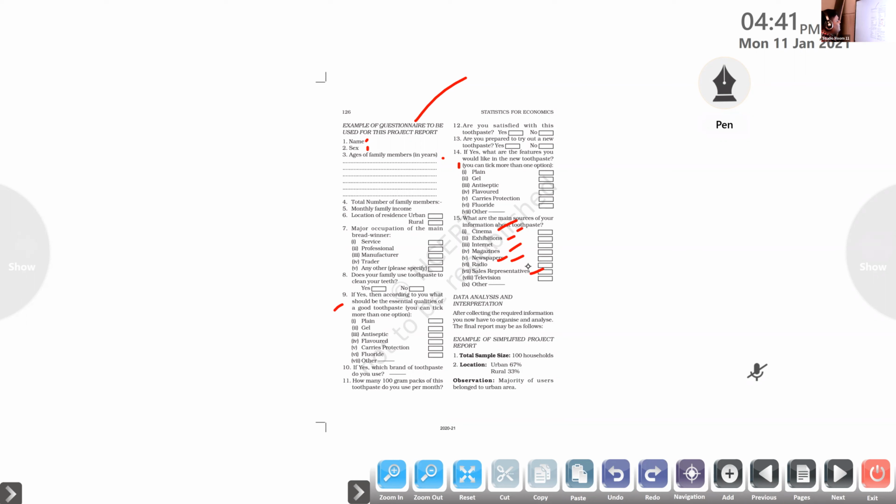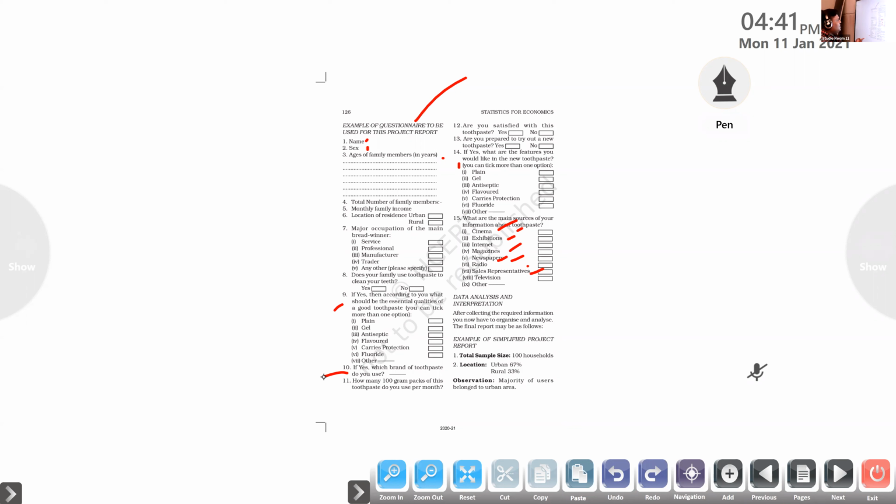After collecting the required information, you now have to organize and analyze it, and the final report may be as follows. So here, two things are missing. One is, if yes, which brand of toothpaste do you use? So we want to know the price of that commodity. Clear? Extra data is needed there. But if we don't want to ask this question to the person, because if the name is there, we are able to find out the price. Clear?